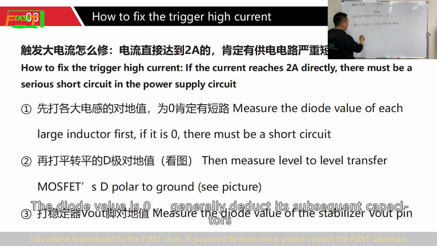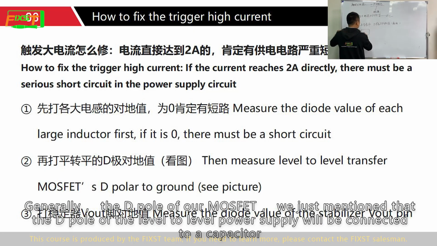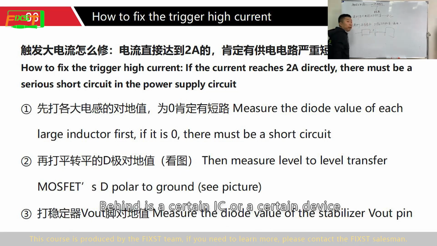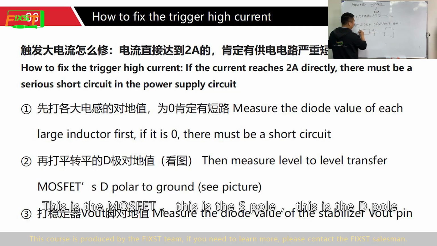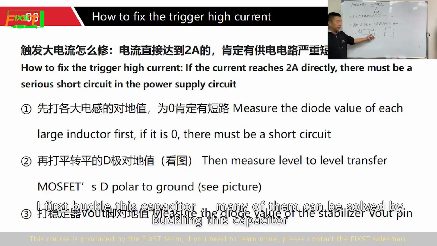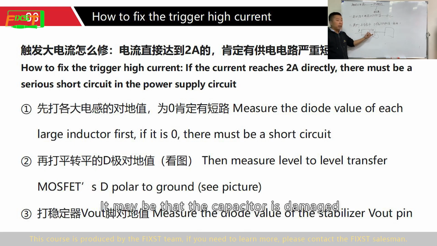Generally, the diode is followed by a capacitor. Generally, this is the drain of our MOSFET. We just mentioned that the drain of the level-to-level power supply will be connected to the capacitor. Behind is a certain IC or a certain device. If its diode value is zero, this is the MOSFET, this is the S pole, and this is the D pole. I first remove this capacitor. Many cases can be solved by removing this capacitor. It may be that the capacitor is damaged.